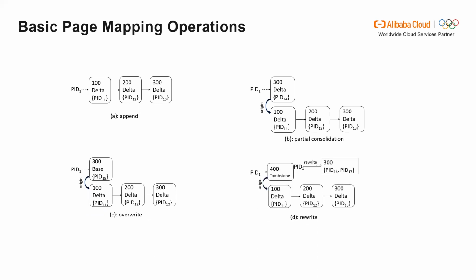In case after merging PID 11, 12, and 13 with base page PID 1, the resulting page is large and has to be rewritten into 2 pages, PID 16 and 17. A tombstone page is then generated with timestamp 400. This tombstone points to the old chain on the second dimension. Meanwhile, a page rewrite entry is generated to indicate this rewrite.